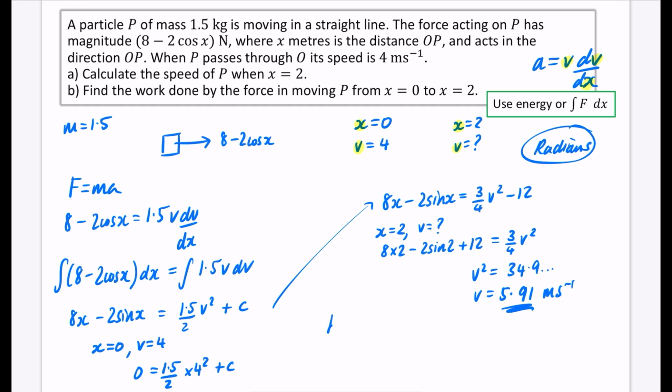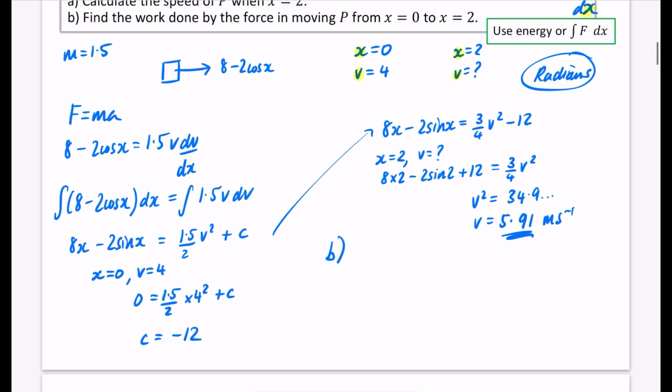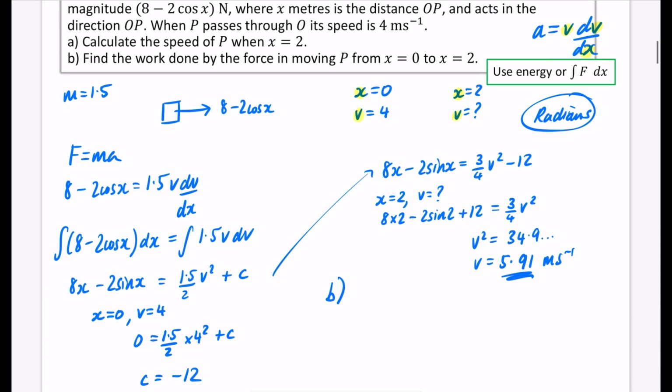Now, for part B of this question, it says find the work done by the force in moving P from x equals 0 to x equals 2. So we're going to use either energy considerations or we're going to use the integration one. So I'm going to do both of these. Hopefully I'll be able to fit them on this page. If not, I can always add in an extra one.